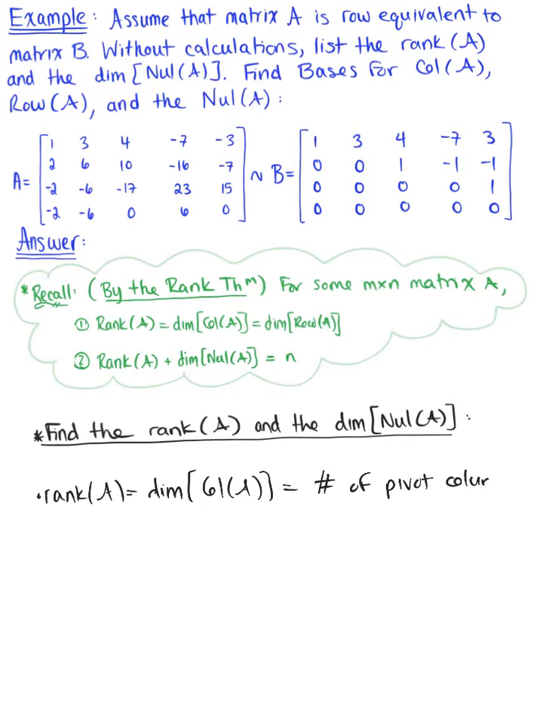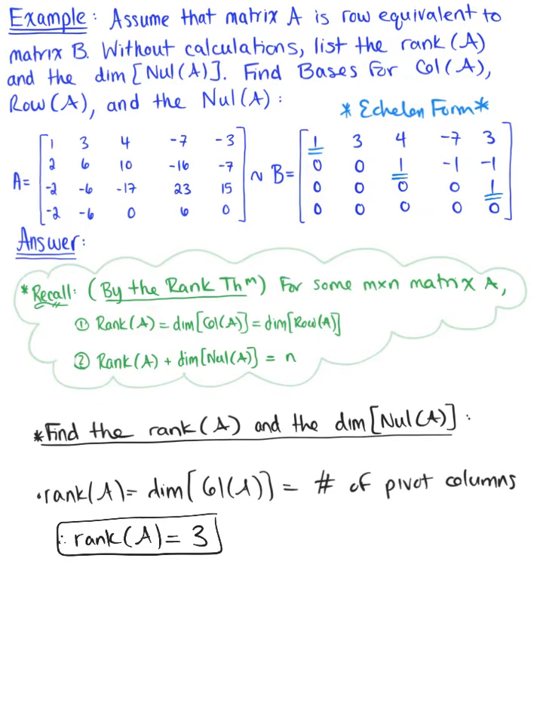And we're lucky here, we are given a row equivalent matrix that is already in echelon form. We look up here at matrix B, this is in echelon form. So we can see the pivot columns. We have a pivot column in the first column, a pivot column here in the third column, and a pivot column in the fifth column. So the total number of pivot columns is 3. Therefore the rank of matrix A is equal to 3.